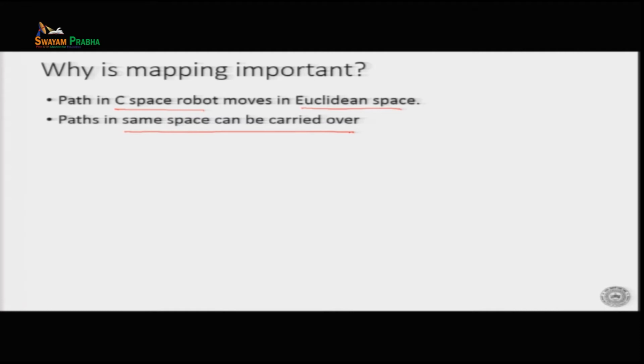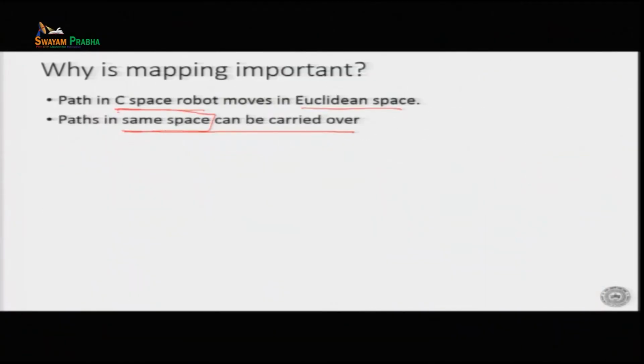Okay. In the same space, meaning the same topological space, can be carried over. So, if I make a path for a mobile robot in one space and I change the robot a little bit, okay, then the same path can be carried over to another mobile robot which has the same structure in the same space. Okay. So, paths in the same space can be carried over from one robot to another robot. Basically, what I am trying to say is that the paths can be carried over for different robots if the C spaces are the same.